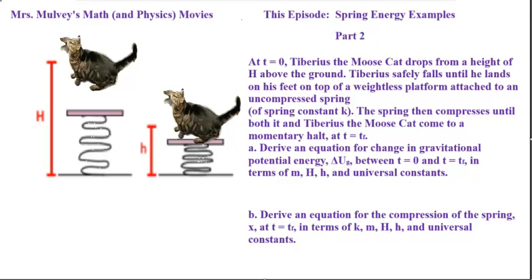In this episode, we're going to take a continuing look at spring energy examples. So this is spring energy examples part 2. So I have a scenario where you can see I have Tiberius the moose cat. He's dropping onto a platform. So at t equals 0, Tiberius the moose cat drops from a height of H above the ground. Tiberius safely falls until he lands on his feet on top of a weightless platform attached to an uncompressed spring of spring constant k. The spring then compresses until both it and Tiberius the moose cat come to a momentary halt at t equals t sub f.